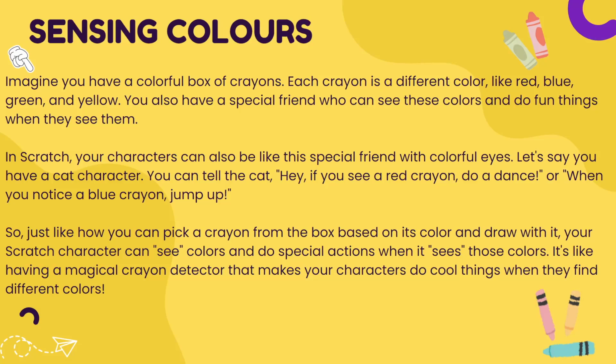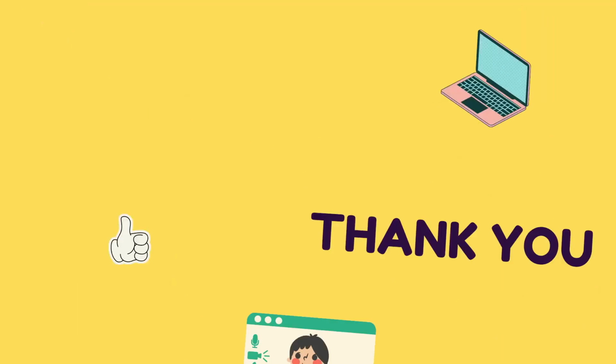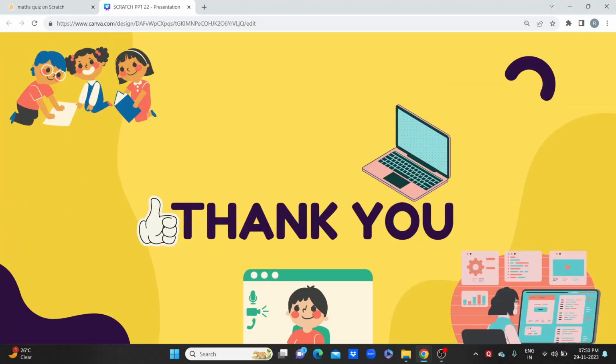So just like how you can pick a crayon from the box based on its color and draw with it, your Scratch character can see colors and do special actions when it sees that color. Let's try this on Scratch and have fun experimenting with different colors.